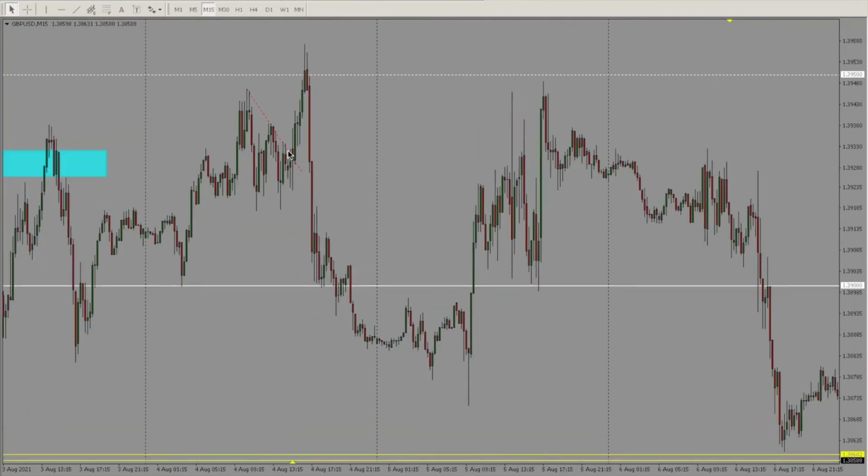And over here, you can see we're looking at that setup. There is just a small trend line, breaks it, runs into this liquidity here, and then trades back low.